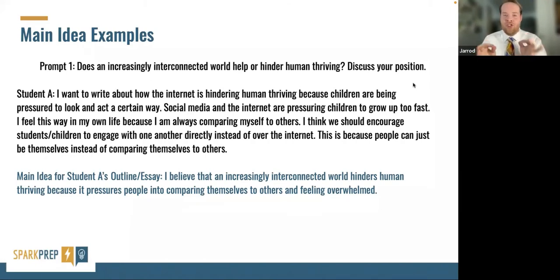Now, a good check or a good quality assurance for your main idea to see if it's a good main idea, go ahead and check if it answers your prompt above. So here we can see, does it answer the prompt? Absolutely. The student is discussing whether or not an interconnected world helps or hinders human thriving, and they give their position. They give reasons why it is, in this case, hinders human thriving.